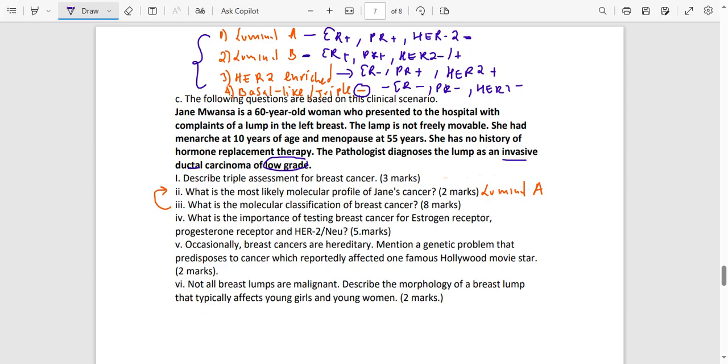Question four, one advantage is for treatment options and for prognosis. So if you know which receptors are present for that cancer, it will help in the treatment options, and also it will show us how good the prognosis is going to be for each type of treatment. Sure. Occasionally, breast cancers are hereditary. Mention a genetic problem that predisposes to cancer, which reportedly affected one famous Hollywood movie star. Anyone?